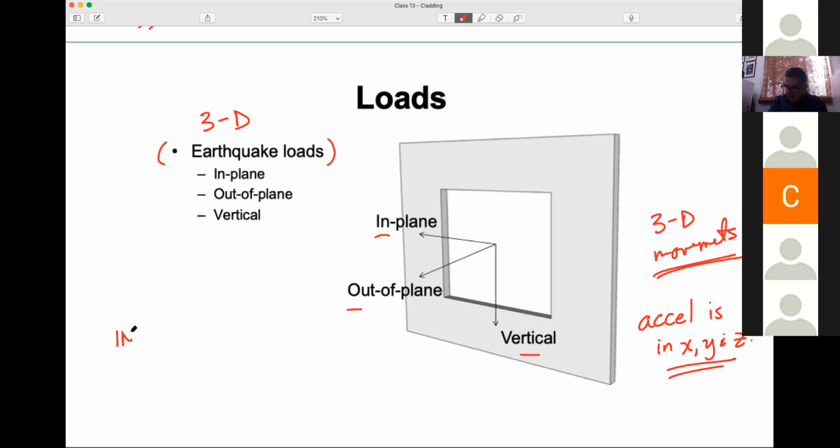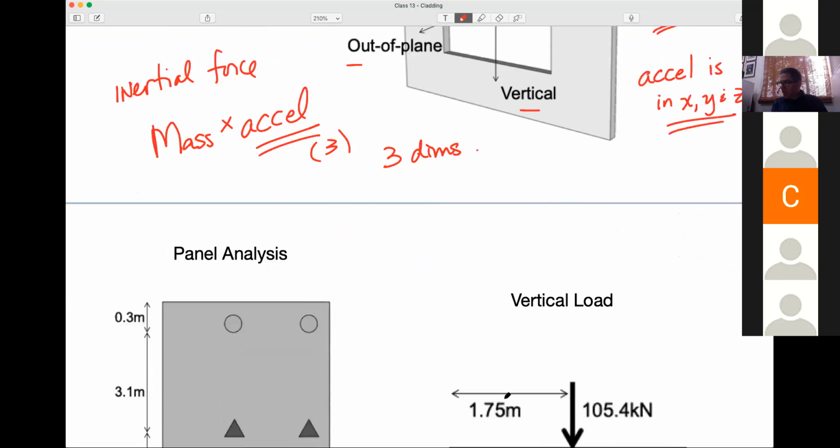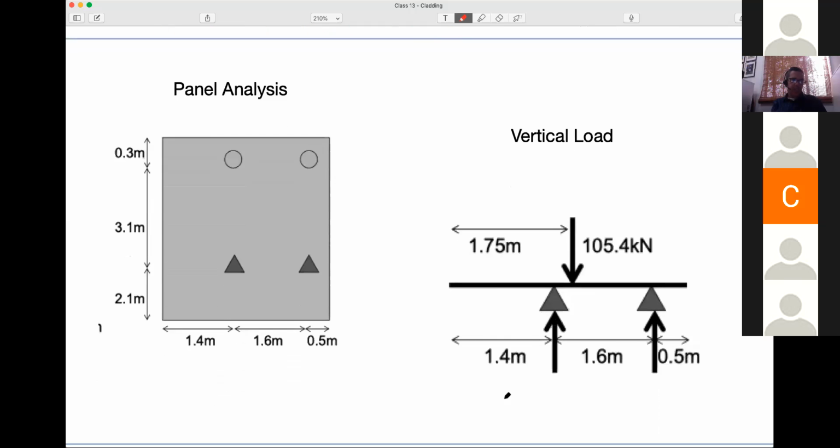And so the inertial force is equal to mass times the acceleration, and there are 3 of those. If you want to think of it, really there's 1, but it has 3 dimensions. So it's a 3-dimensional problem.